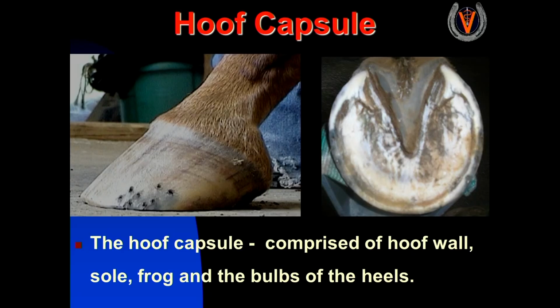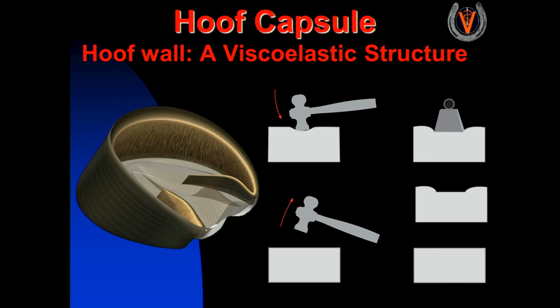Okay. If we define the hoof capsule, it is comprised of the hoof wall, the sole, the frog, and the bulbs of the heels. Here we go. The hoof capsule is a viscoelastic structure.